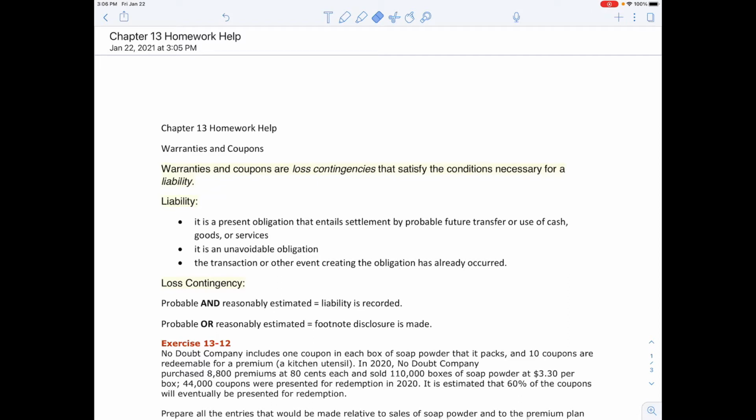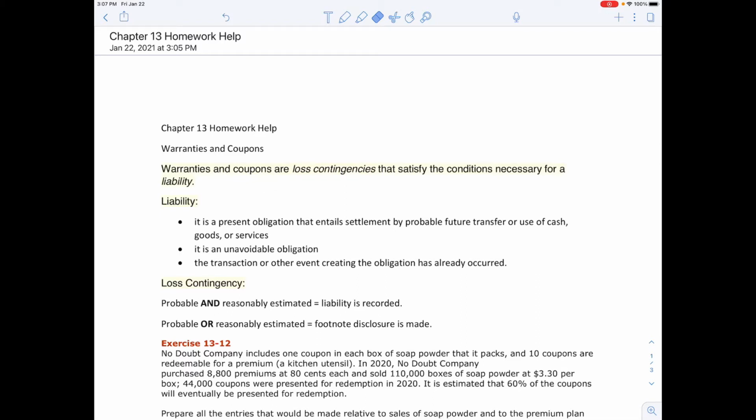So we want to look at warranties and coupons. Warranties are just as you would expect. If you buy a TV, you can get that warranty. Coupons, same thing. You get those coupons in the mail, or maybe they're sent to you when you buy something. We don't often think about the accounting for these types of things, but those are considered loss contingencies and create a need for a liability.